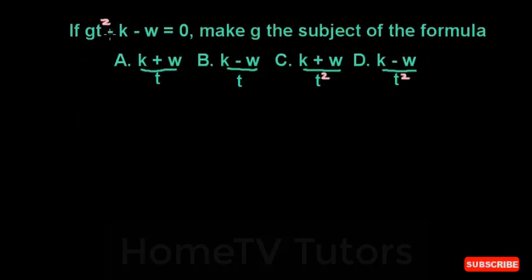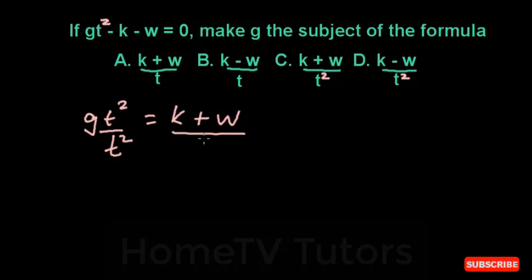If gt squared minus k minus w is equal to 0, make g the subject of the formula, with the answer options A, B, C, and D. Okay, this is JAMB, so we have to be fast. Minus k minus w, if it goes to the right hand side, becomes k plus w. Then on the left hand side we have our gt squared, which we have to divide both sides by t squared to make g the subject of the formula. So by the time we divide k plus w by t squared, we have the right answer option as C.